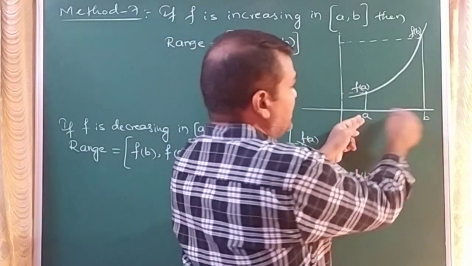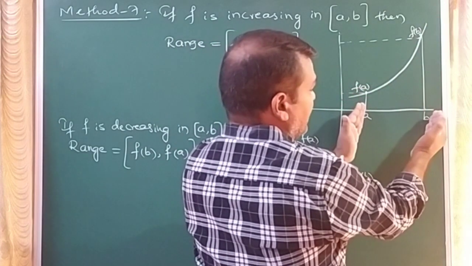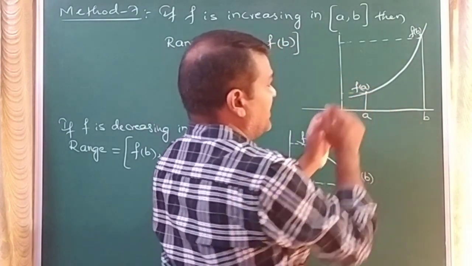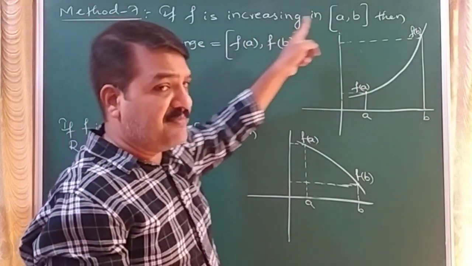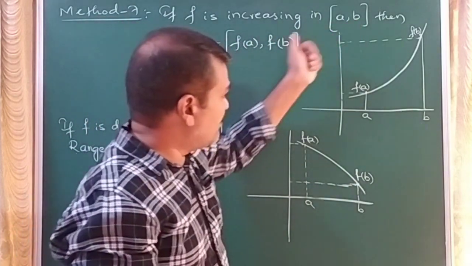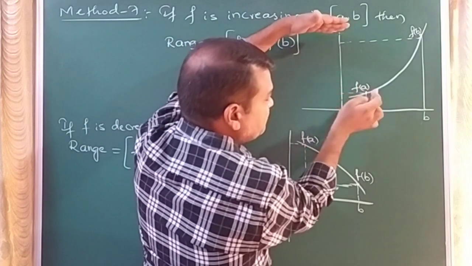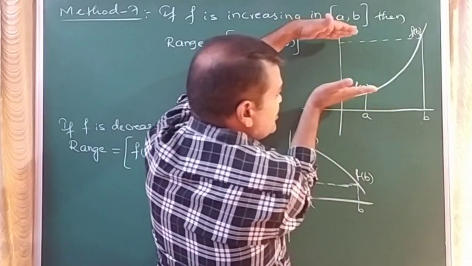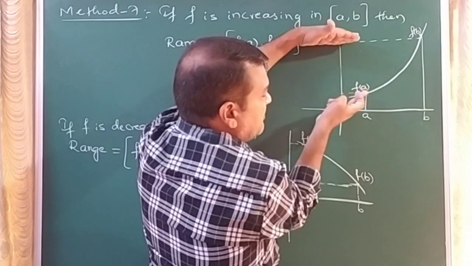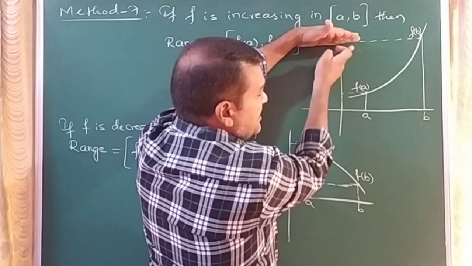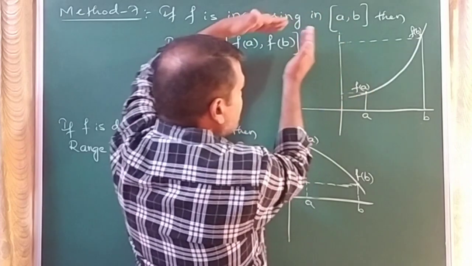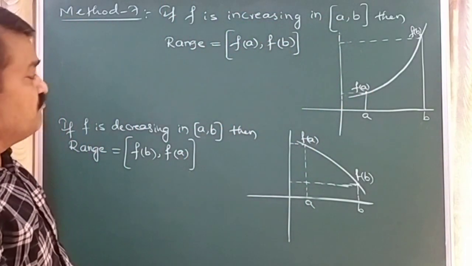So when f is increasing in this particular interval, find f of a, that means image of a, and find f of b. Then the function values lie in this interval, that is from f of a to f of b. You will have the function values, which is nothing but the range.